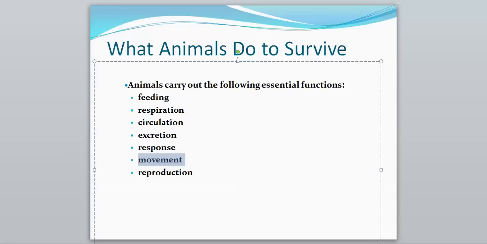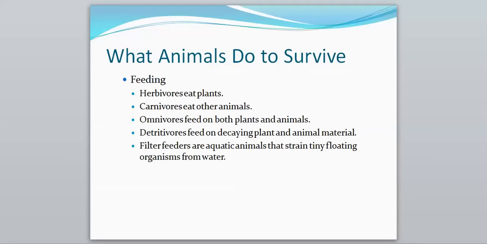Okay, sorry about that. Movement and reproduction. And so we're going to take a look at first one being feeding. So feeding just starts out with herbivores eat plants, so that's pretty simple. Carnivores eat other animals, hopefully we already know this. And omnivores will feed on both plants and animals. So those 3 words I think you've probably all heard before.